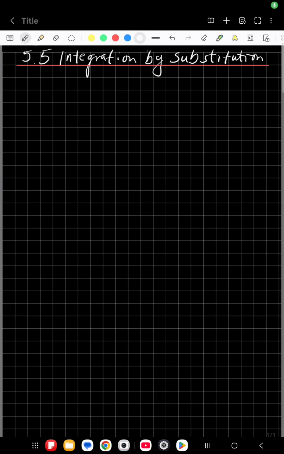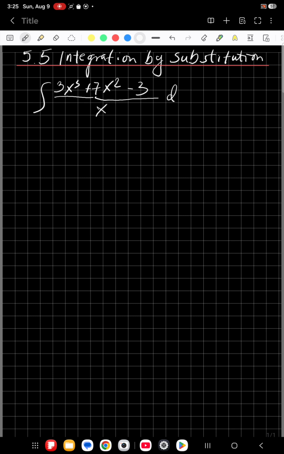Everyone, this is 5.5, integration by substitution. Until now, we've been doing relatively simple integrals, even though they may have looked complicated. If I had, say, 3x to the third plus 7x squared minus 3 over x, and I'm supposed to integrate it with respect to x, it wouldn't be too bad.